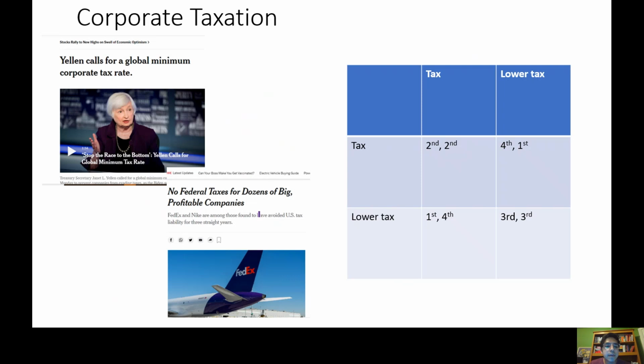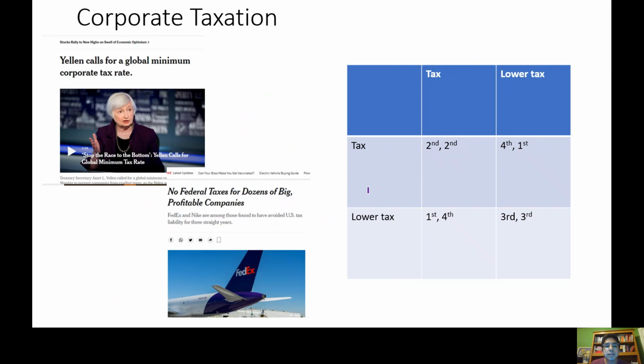And it was interesting news because it came on the heels of a report that there were several companies, including FedEx and Nike, that were incredibly profitable, but due to the US tax code, they actually paid 0 federal income taxes, or 0 federal corporate taxes. So you can see the headline there.